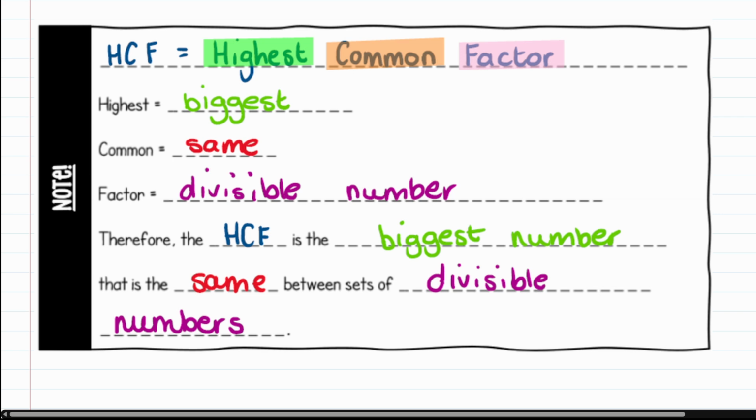The word highest means biggest, common means the same, and a factor is a divisible number. Therefore, the HCF is the biggest number that is the same between sets of divisible numbers.